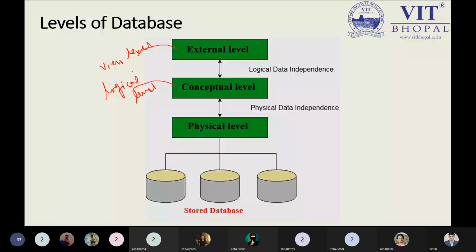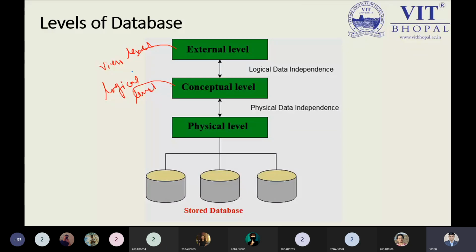The same thing we have over here. If we make any changes at the conceptual level, then at the external level we will see the updated part. So definitely it lies between the external level and the conceptual level. That's why we have this diagram over here, and we have to understand whatever information we have. So that is the point.